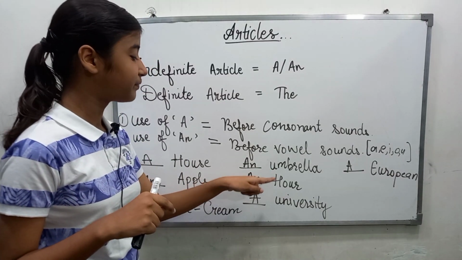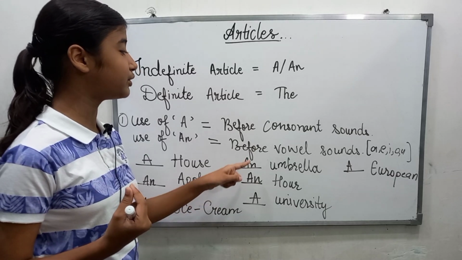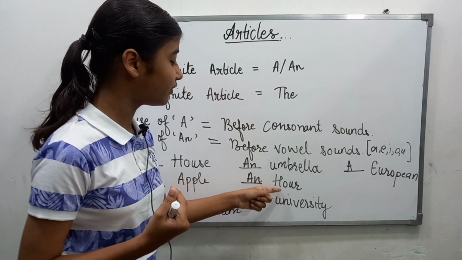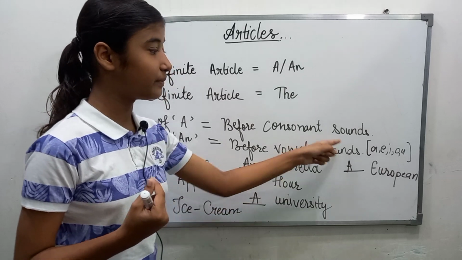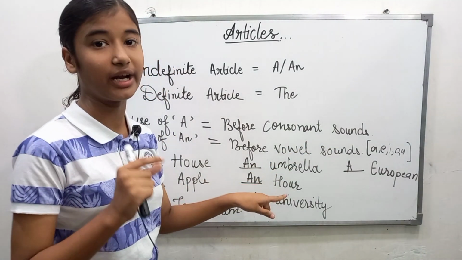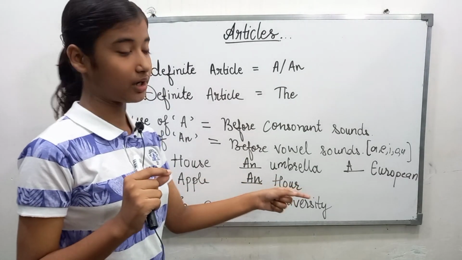An hour. Now here, why are we putting an? As I mentioned earlier, you should always put an before vowel sounds, but now here we have got a consonant. But remember, the sound is hour, because the H is silent here and the sound is hour. That's why we should put an hour.